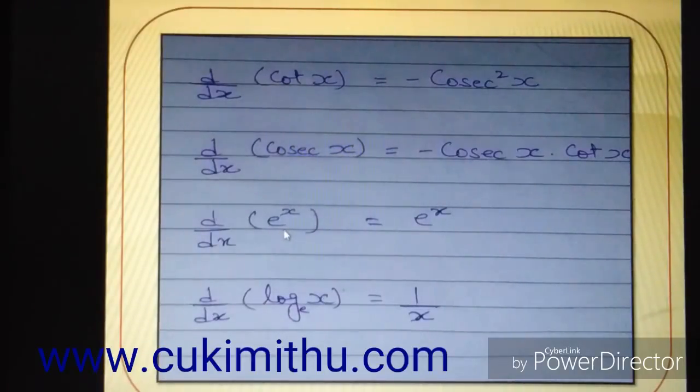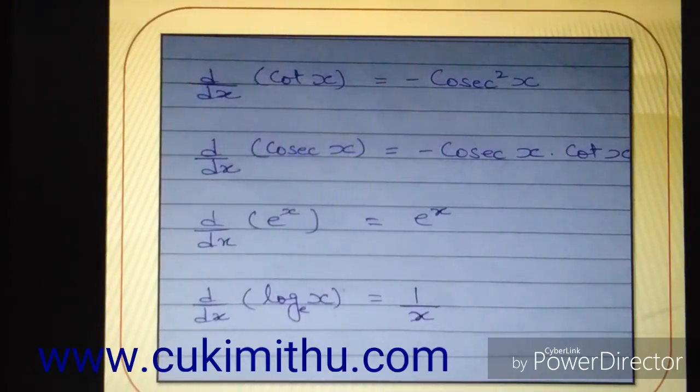Then the derivative of the exponential function, e to the power x. The derivative of e to the power x is e to the power x, meaning there is no change. Then the derivative of log x is 1 by x. These are common derivatives of standard forms which we use in differentiation questions.